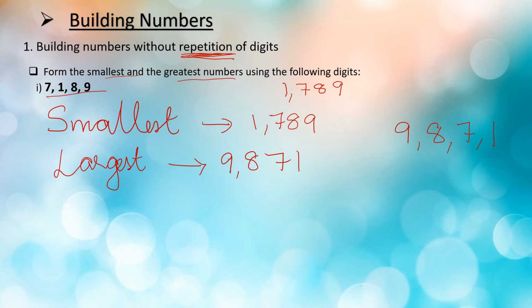Suppose the digits given to you are, just as an example, 0, 8 and 5. If you are given these 3 digits, how will you form the smallest 3-digit number?